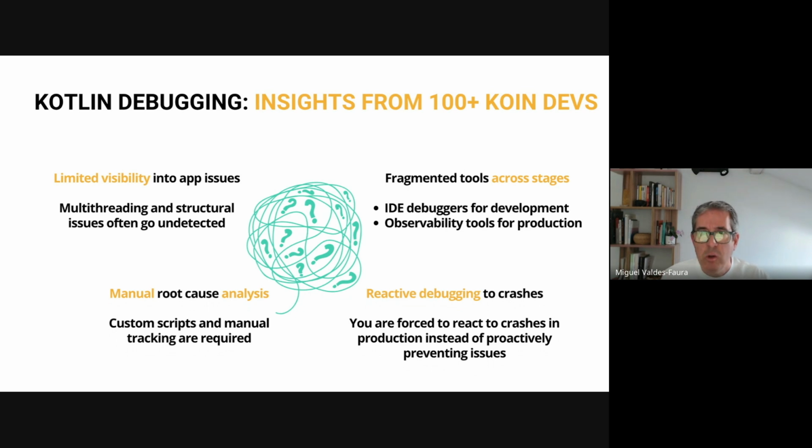So a big majority of the Koin community is using Firebase Crashlytics for that. But when it comes to other kinds of issues, performance issues related, as I mentioned, to multi-threading, structural issues, other issues that are not crashes, then it was a little bit more complicated for the different reasons that we just described before. So that's the context that we wanted to highlight based on the discussions. And of course, that's what made us realize that we needed to build something better for helping you, and focus on helping you to improve Koin development.